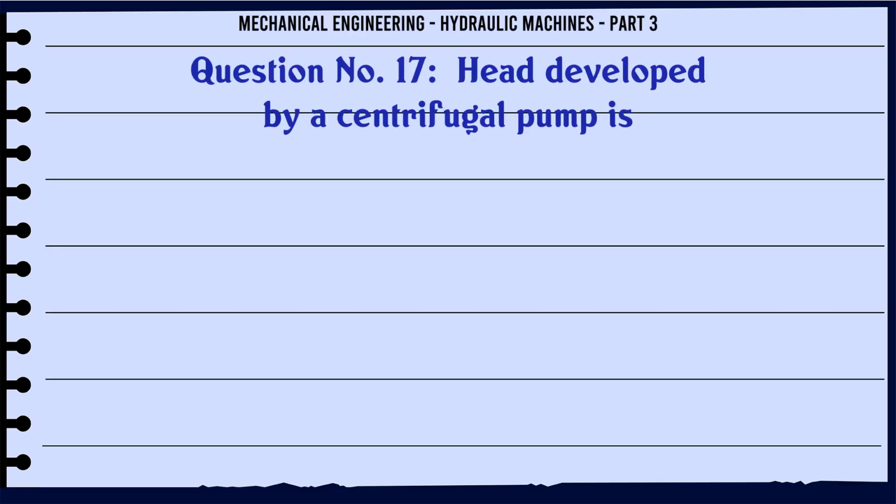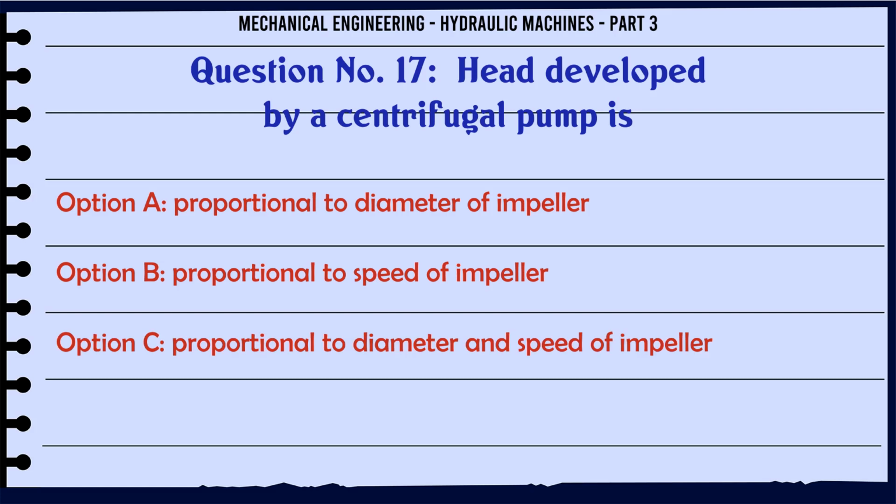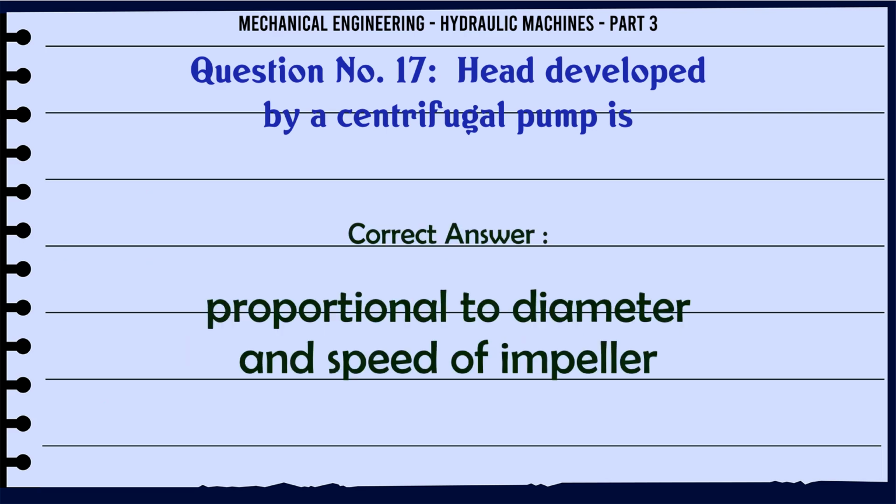Head developed by a centrifugal pump is: A. Proportional to diameter of impeller. B. Proportional to speed of impeller. C. Proportional to diameter and speed of impeller. D. None of the above. The correct answer is proportional to diameter and speed of impeller.